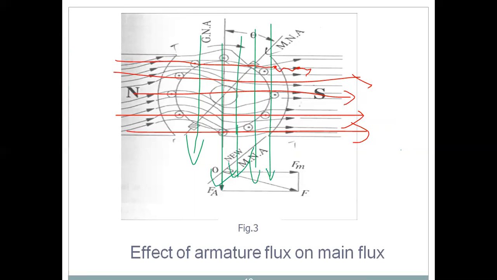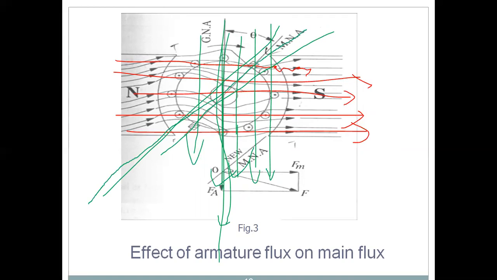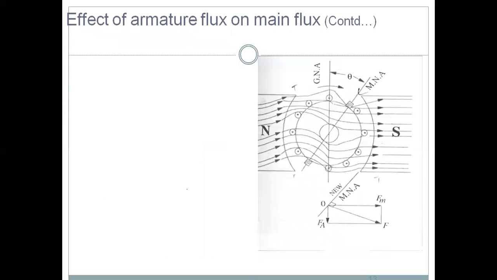Due to this distortion, GNA is fixed at one place, but MNA is shifting. You can see this is the MNA line. Previously the MNA line is here, but the new MNA line is shifted. Now why it is shifting we will see in the next slide.